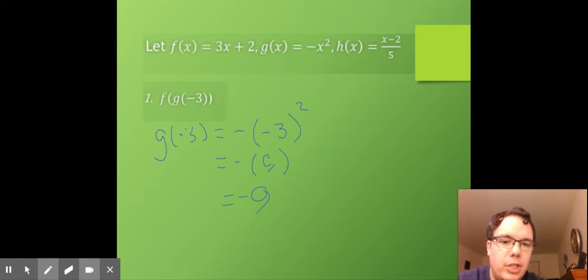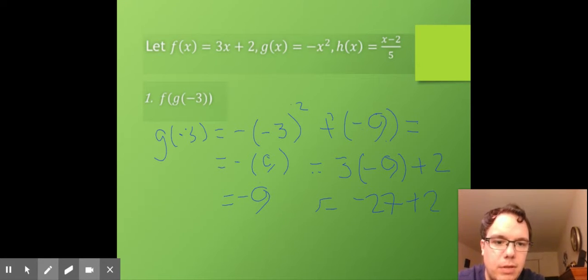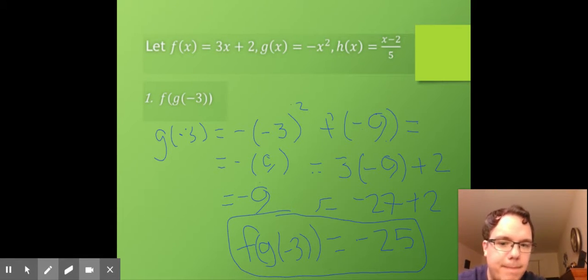So now that I know what g of negative 3 equals, I can substitute that value into our original. So instead of f of g of negative 3, I'm going to write it as f of negative 9, because negative 9 is g of negative 3. So in the f function, every time I see an x, I'm going to replace it with negative 9. So 3 times negative 9 is negative 27, and negative 27 plus 2 is negative 25. So f of g of negative 3 is negative 25.